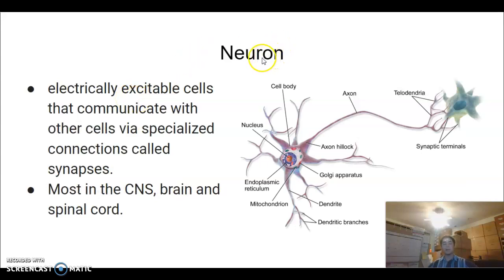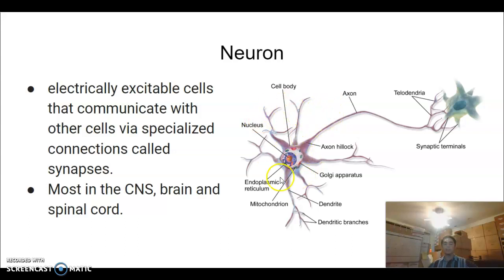I know most of y'all are bio majors, so I'm sure you're familiar with a neuron, but just in case you aren't, or if you need a reminder, a neuron is an electrically excitable cell that communicates with other cells via specialized connections called synapses. They're mostly found in the central nervous system, which includes the brain and the spinal cord.